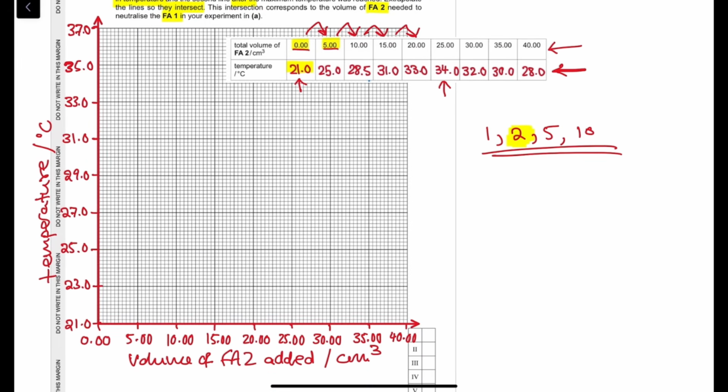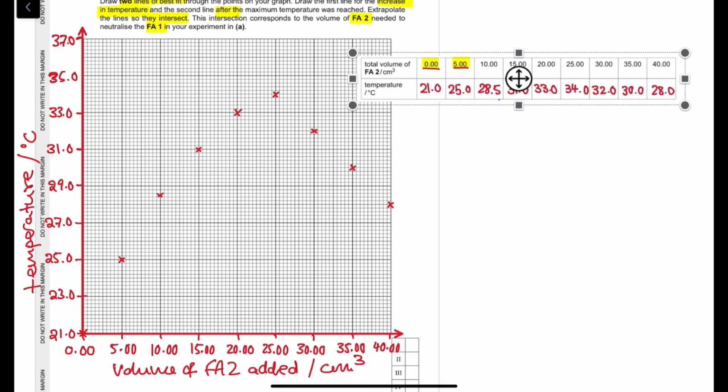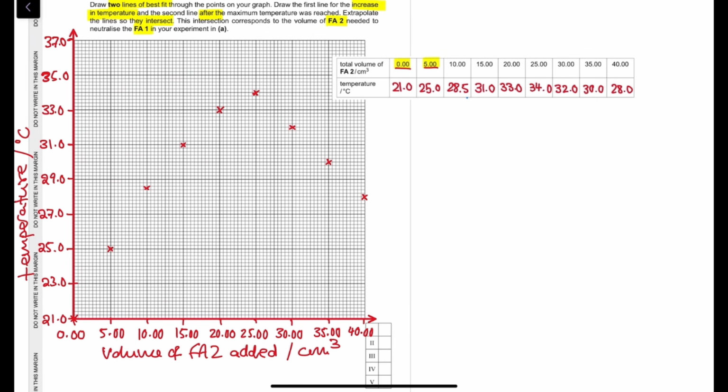Next, what we need to do is we actually need to plot our graph accurately. So now that I've plotted all the points as accurately as possible, it says here we need to extrapolate 2 lines of best fit. The first line is for the increase in temperature, and the second line is after the maximum temperature is reached. Our maximum temperature was at 25 degrees Celsius, which is right here. 34 degrees Celsius at 25 centimeters cubed. So our first line is going to be all of this till 34 degrees Celsius, and our second line is all of this after 34 degrees Celsius.